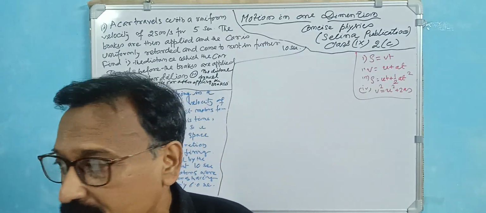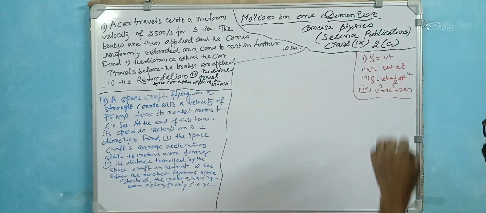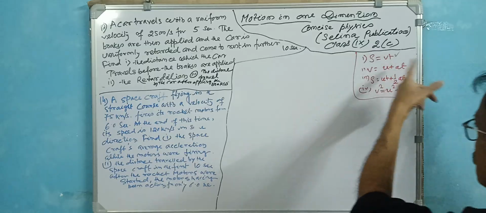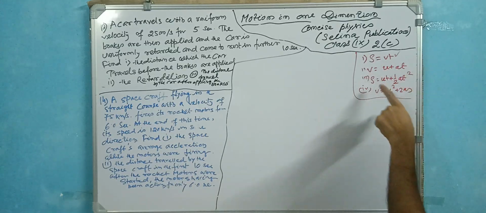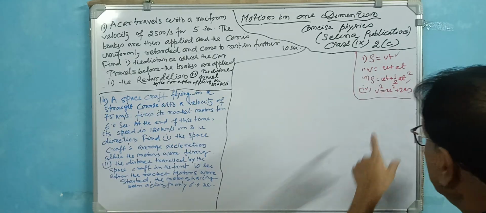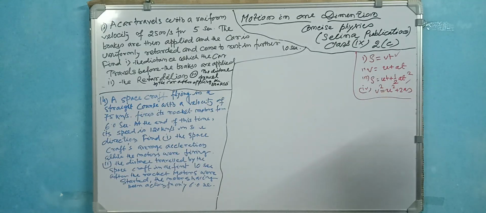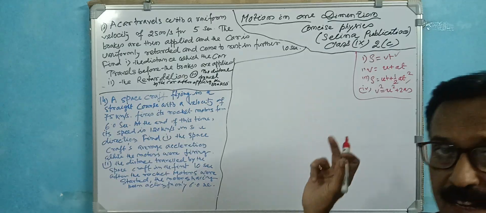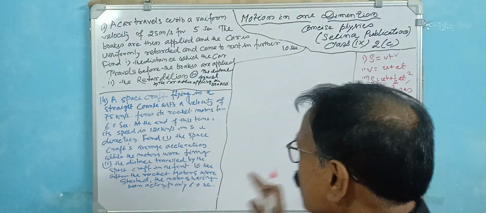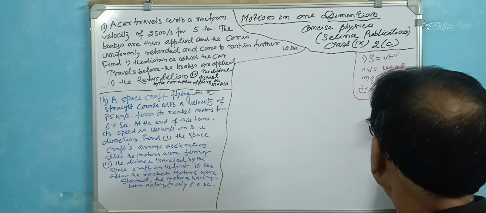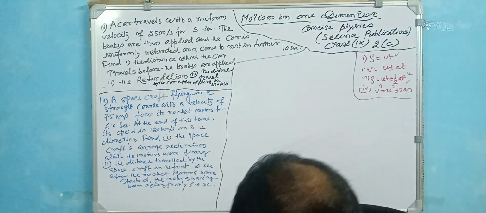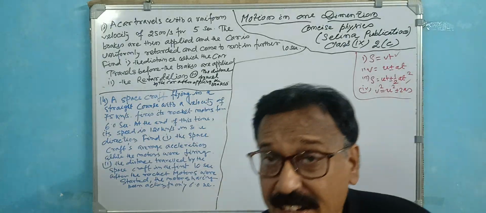Now let's start. S is equal to Vt is only for when there is no acceleration. Here V is the final velocity, U is the initial velocity, A is the acceleration, and S is the distance covered. The final velocity is 0 when the body comes to rest. If there is a retardation, you use the negative sign here, so you write plus or minus. Okay, let's start. Clear? Very interesting.